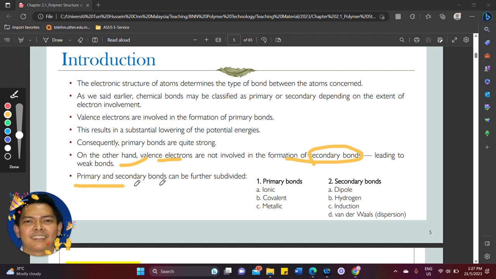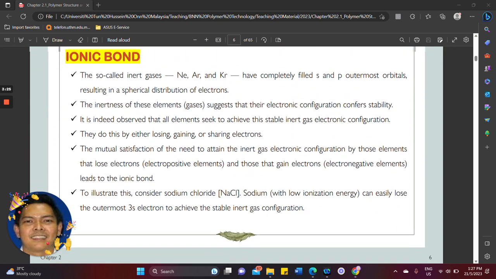Primary and secondary bonds can be further subdivided. Primary bonds can be ionic, covalent, or metallic, whereas secondary bonds can be classified into dipole, hydrogen, induction, and van der Waals or dispersion forces. Ionic bond.